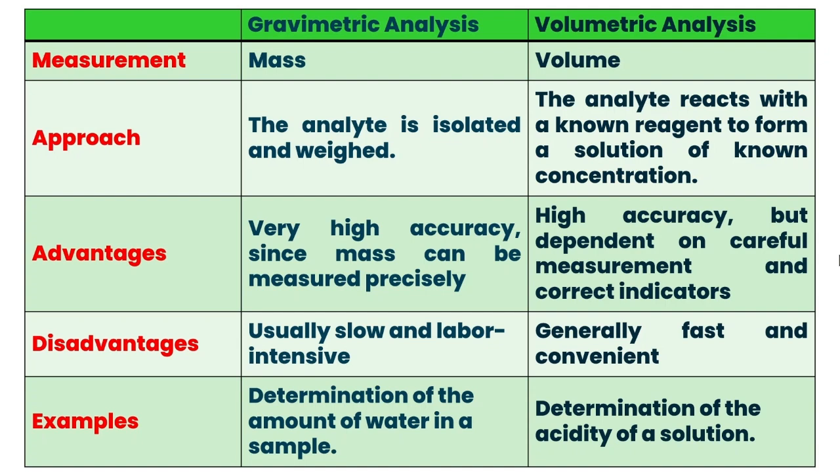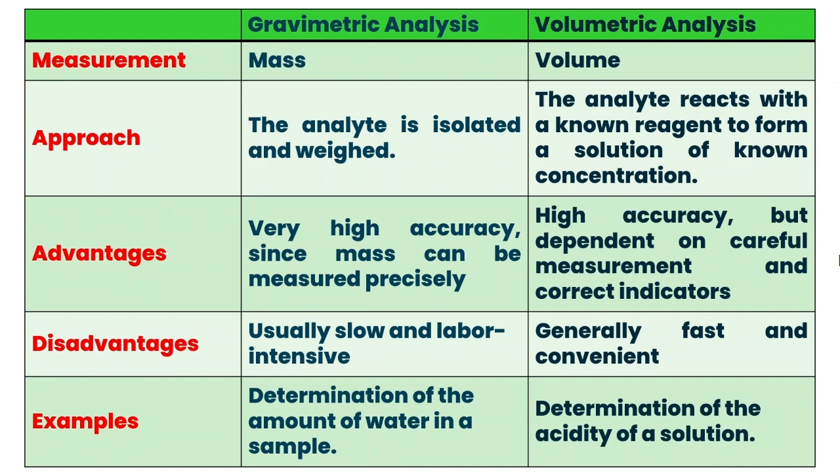To differentiate the two, in terms of measurement, gravimetric analysis only measures the mass of a substance. Volumetric analysis measures the volume. In terms of approach, the analyte, the one that is being described and measured, is isolated and weighed. In volumetric analysis, the analyte reacts with a known reagent to form a solution of known concentration. So in other words, volumetric analysis is more about chemical reactions.